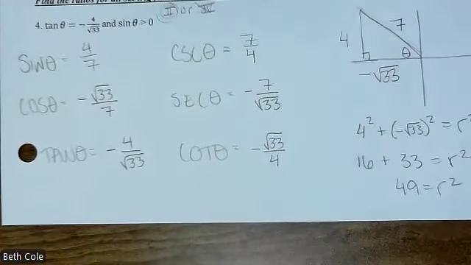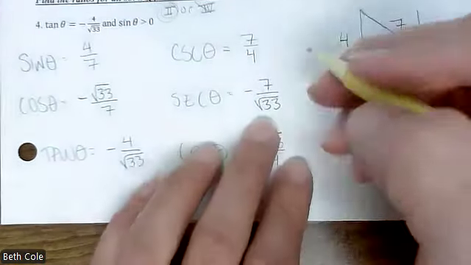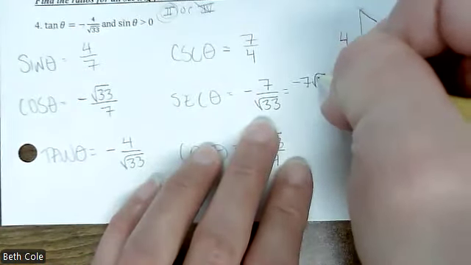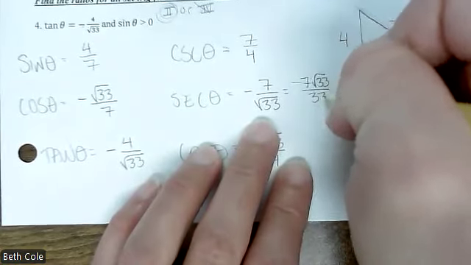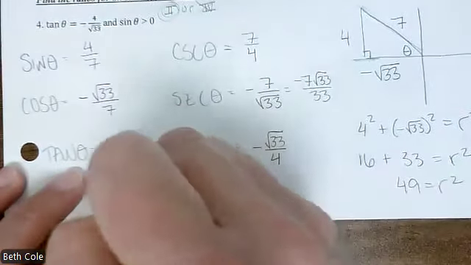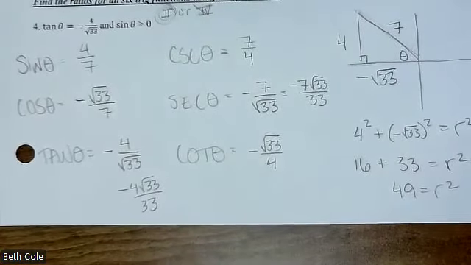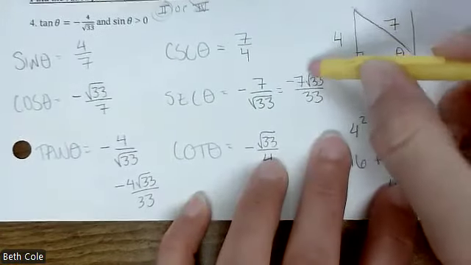Now there will always be two that you have to rationalize. So which two for this one do we have to get? Secant and tangent. So this will be negative 7 square root of 33 over 33, which looks worse, honestly. And then tangent will be negative 4 square root of 33 over 33. My square root symbol got weird. Let me fix that.